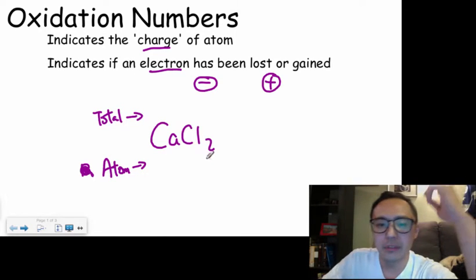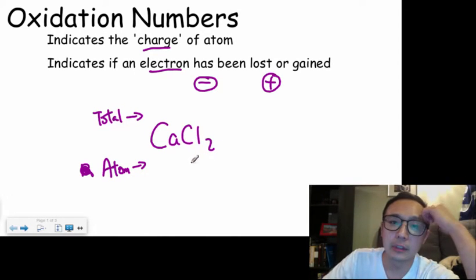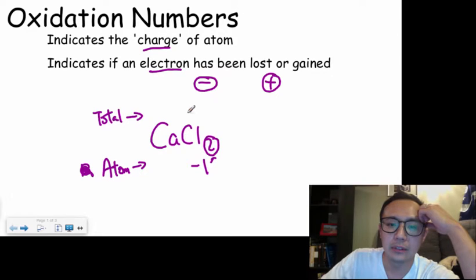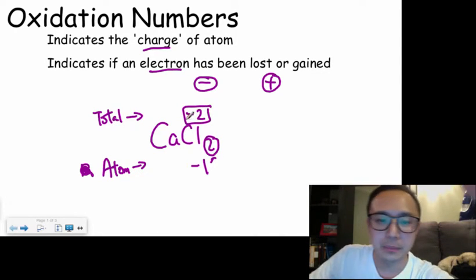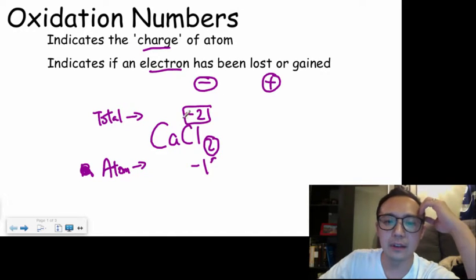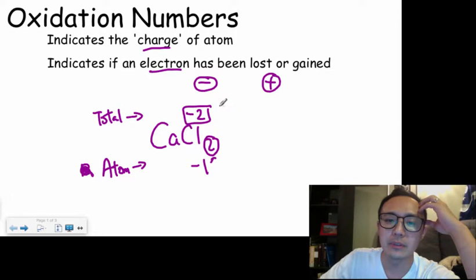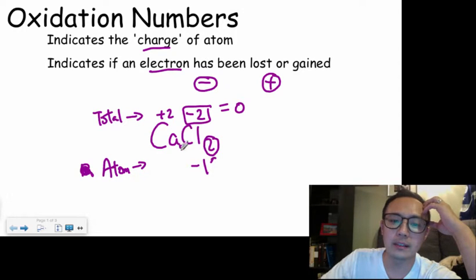So an example of this is that in Cl, the oxidation number has a charge of -1, but because you have two of them, you're going to multiply by 2 to give you a total oxidation number of -2 for the chlorine atoms. And to balance all this out, because this is neutral, it all equals 0, so this has to be +2.